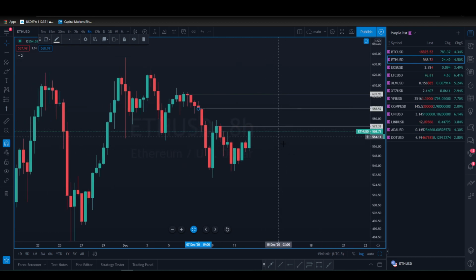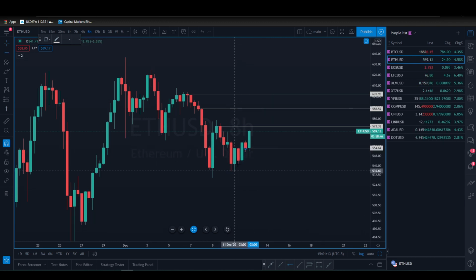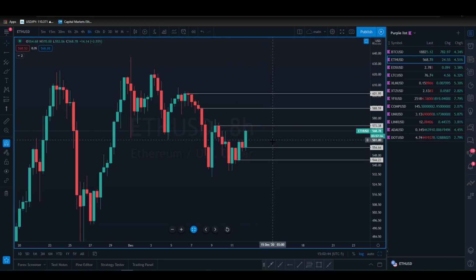To the downside, well, if we get a failure here at this market structure, the next market structure to fail or to hold support would be this area here. You get a closure below there, then obviously it's going to be this area here, and that's how you do it, guys. You just simply keep taking your areas from the candle bodies, because candle bodies hold more weight than wicks.